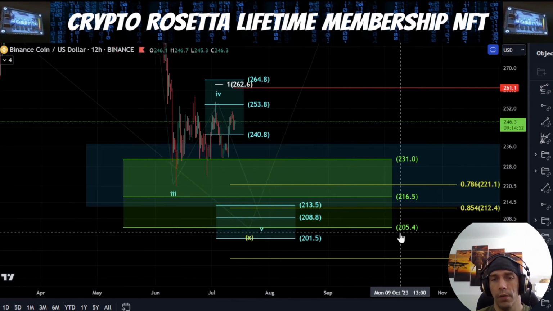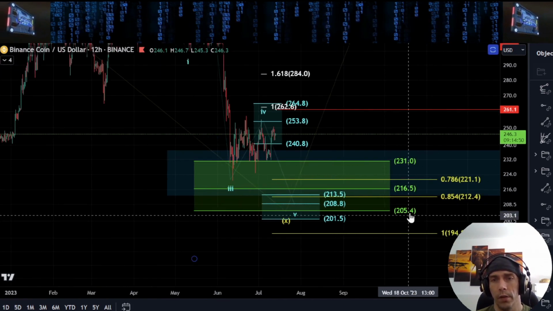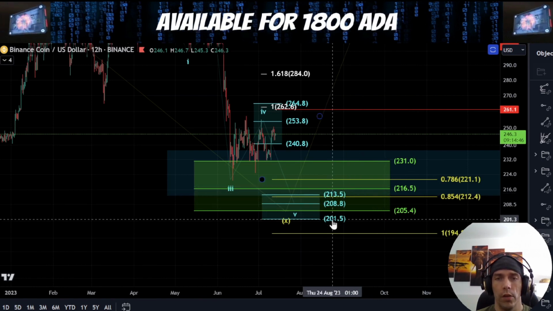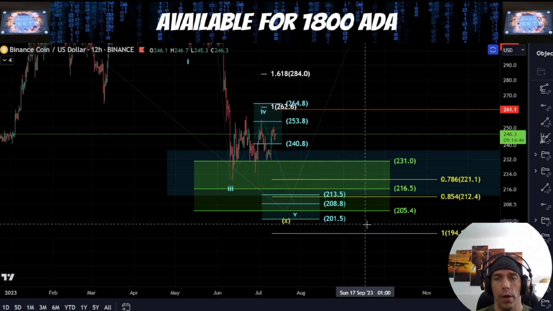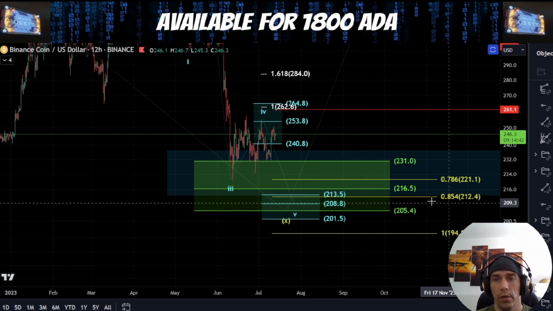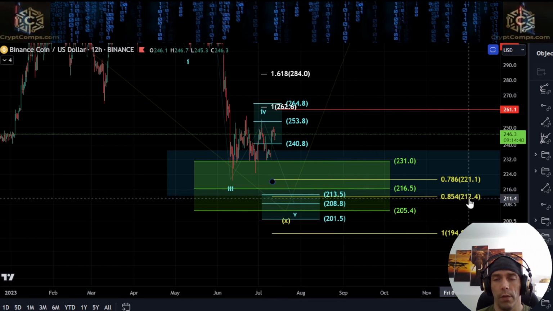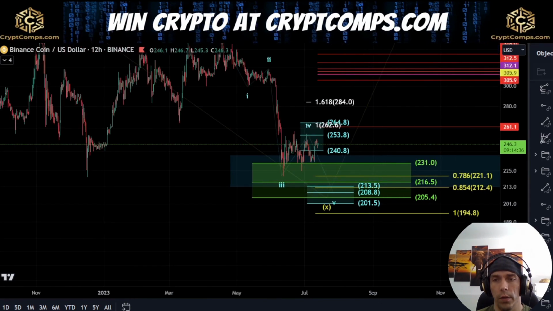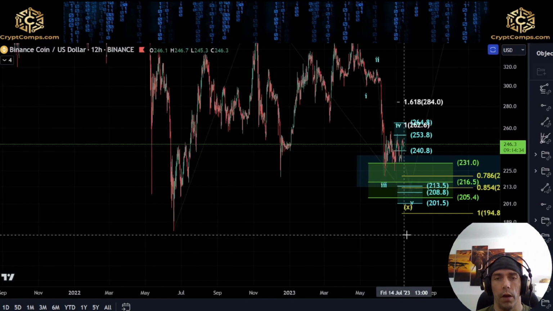Now, if we are looking at this, what we do have here as a potential target area is this area here of this 213 to this 201 level. So that would be bringing us into this 854, which of this wave A, which is here at this 212, and then we have this lower area here of this 194 would be our 1-to-1.